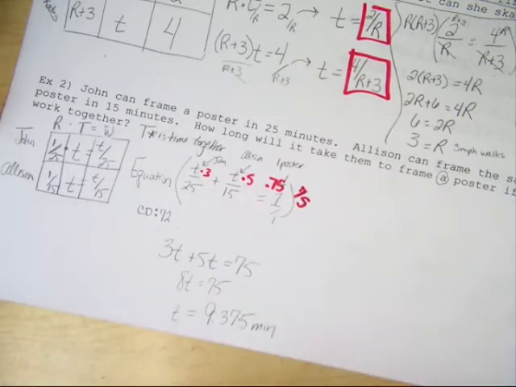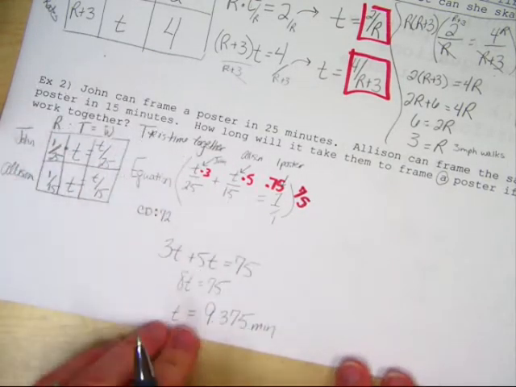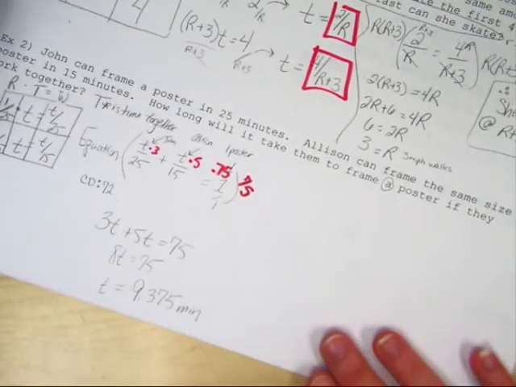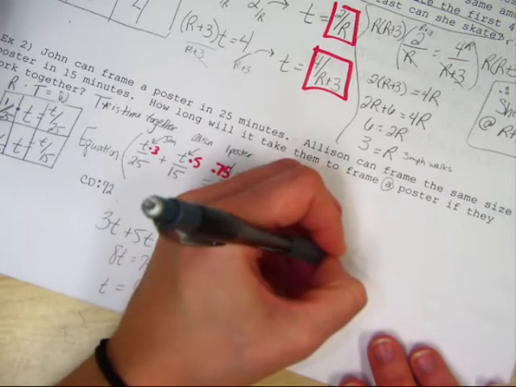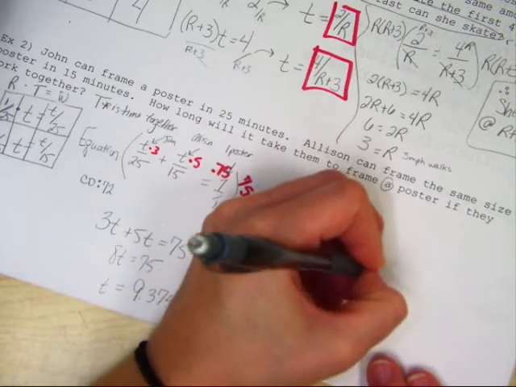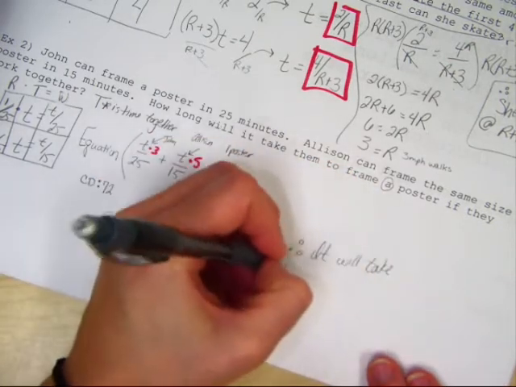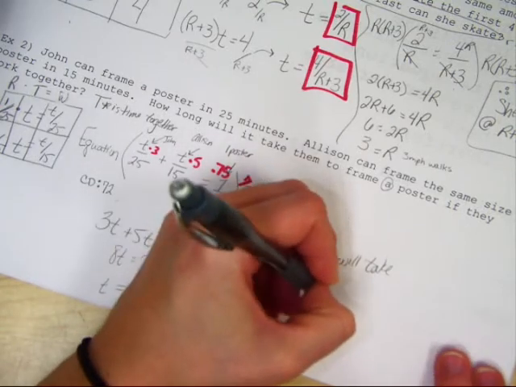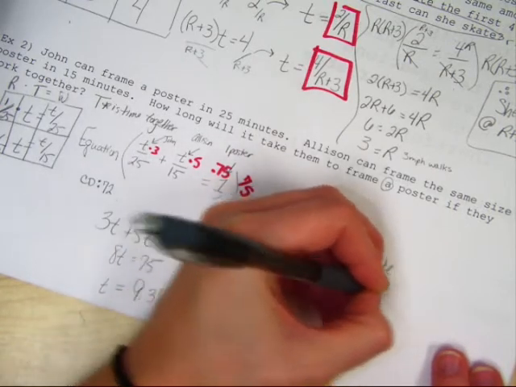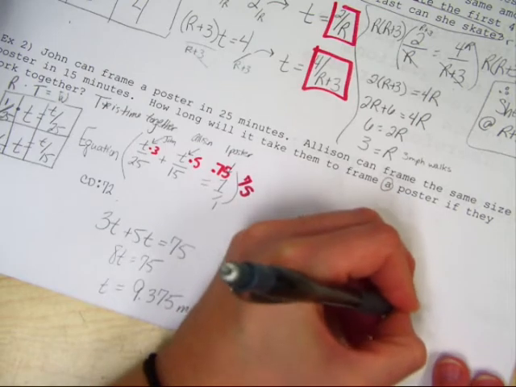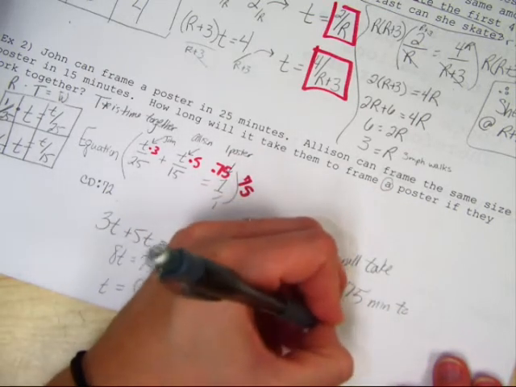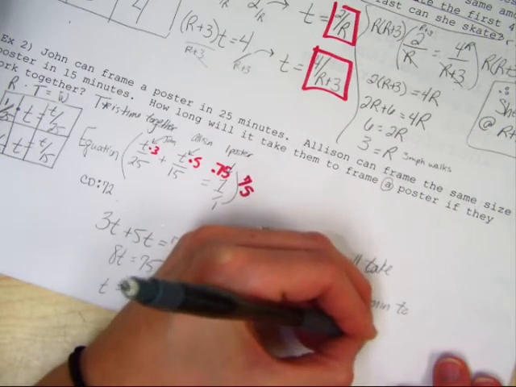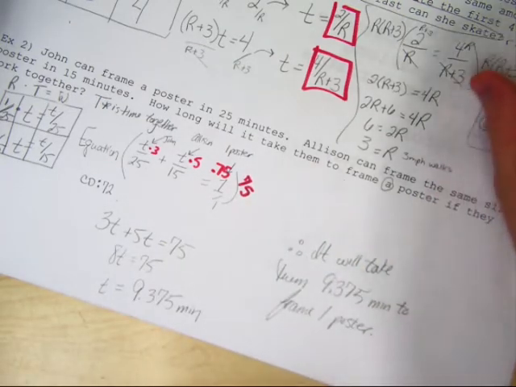So you can see how it will always be shorter than the fastest person. So we will say, therefore, it'll take them 9.375 minutes to frame a poster. Okay, let's keep going.